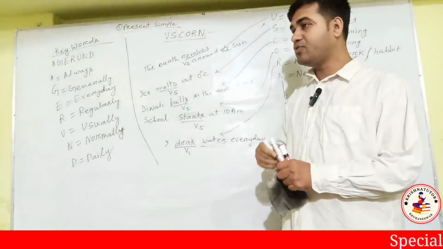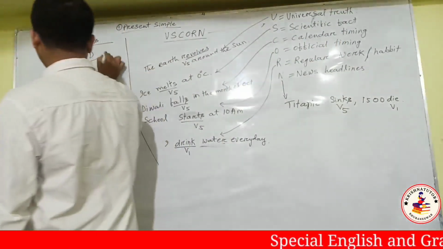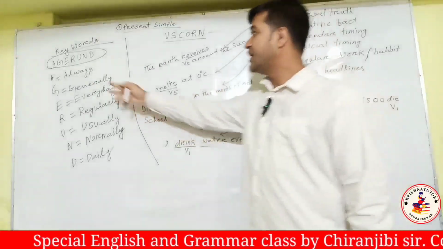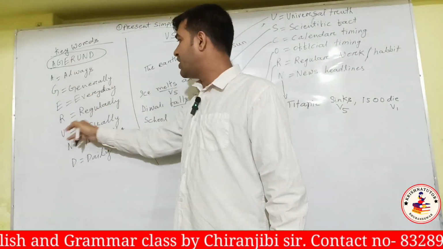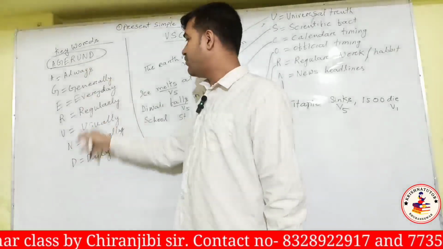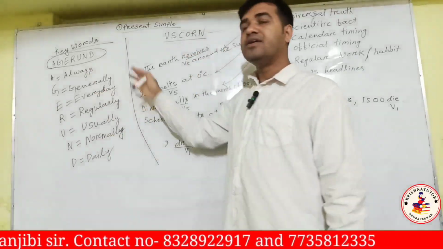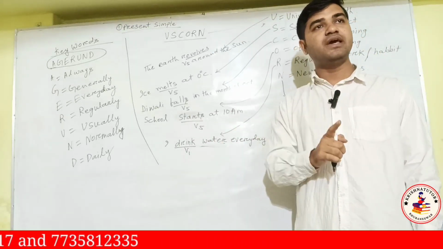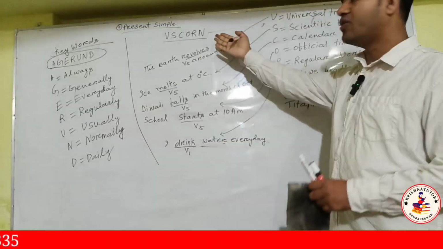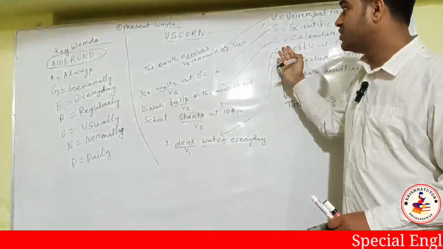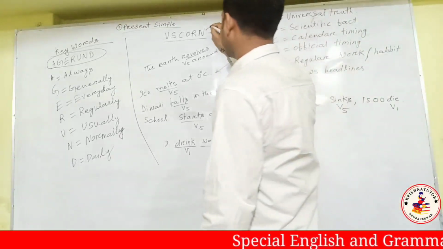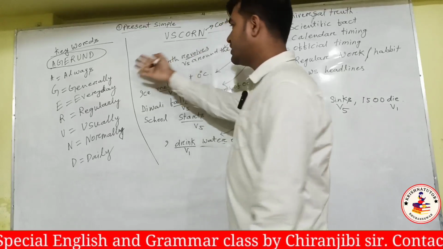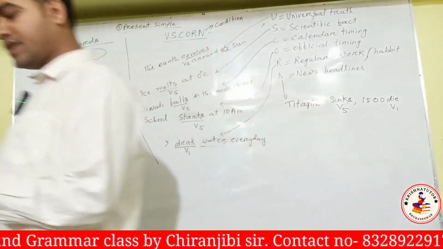A gerund. You have to keep in your mind this word. A for always. G for generally. E for everyday. R for regularly. U for usually. N for normally. D for daily. These are the words. If you see any of these in any sentence, that is present simple tense. These are the conditions where we need to use present simple tense.